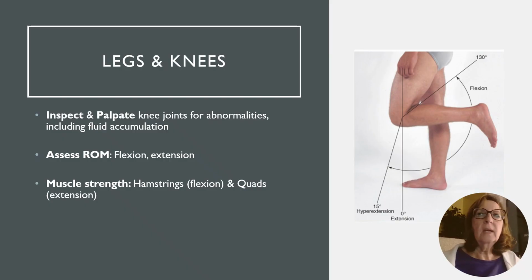We're checking legs and knees. Now, this one we can have the patient standing up, but make sure that they're holding on to something. So we're going to inspect and palpate the knee joints. We're also going to be checking to see if there's any accumulation in the knees, particularly if the patient is complaining of pain. You're going to assess range of motion of the knees with flexion and extension, and checking muscle strength. So you're checking the strength of the hamstrings with flexion and the quads with extension.